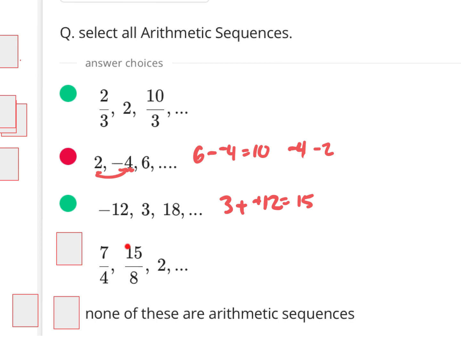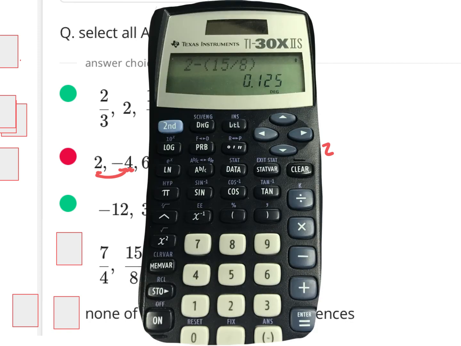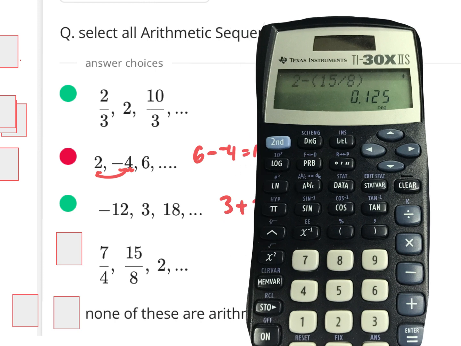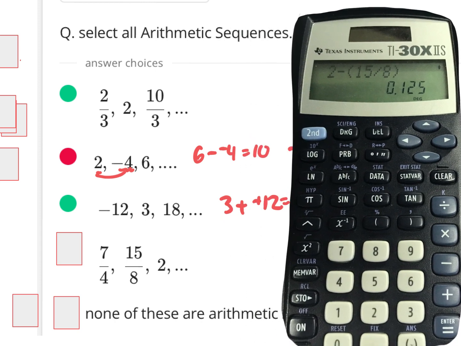Last but not least, I guess I will need a calculator right here. 2 take away 15/8. Again, use parentheses. 2 take away parentheses 15 divided by 8 close parentheses, hit equal, you get 0.125. Okay, so maybe that's your common difference, because we are checking for arithmetic after all. Let's do 15/8 take away 7/4 and see if it's the same common difference of 0.125.